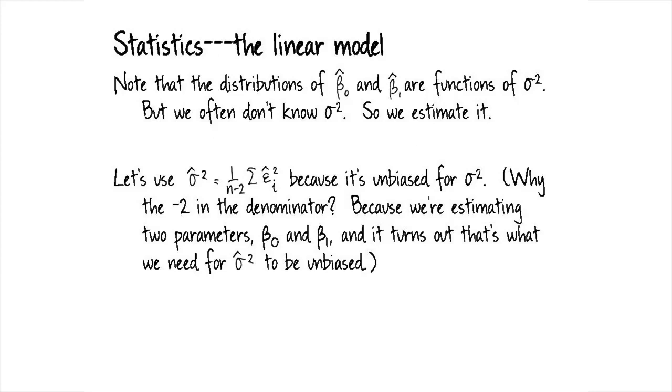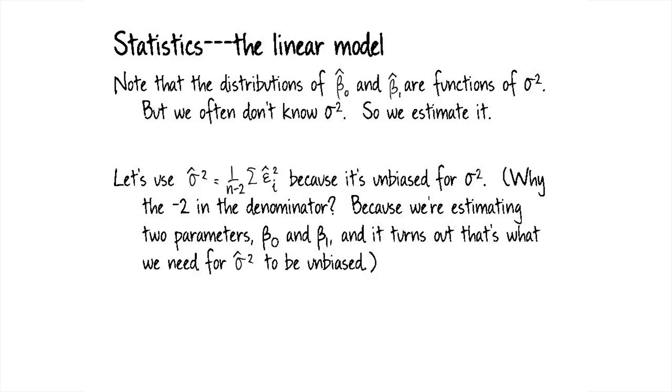Okay, one loose end. Note that the distributions of beta naught hat and beta 1 hat are functions of sigma squared. That is the error variance. We often don't know the error variance. Why would we know the error variance? So we estimate it.